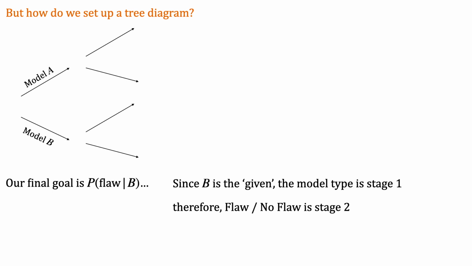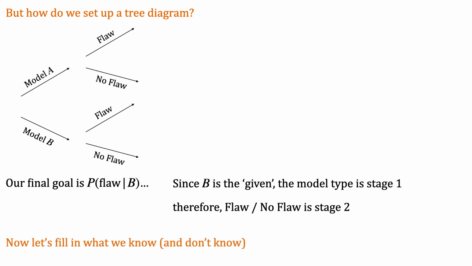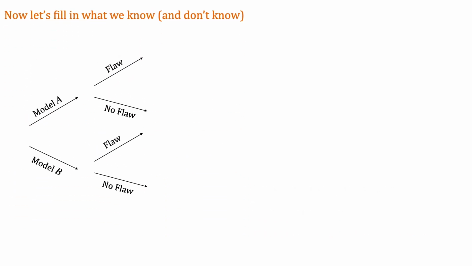If Model A and Model B are the first stage, then flaw versus no flaw is stage 2. So we have a branch that says, if Model A, what's the probability of a flaw? What's the probability of no flaw? If Model B, same thing. Now we need to fill in the numbers that we know and don't know. Recall how we label the probabilities. There's a very repeatable method that we use here.